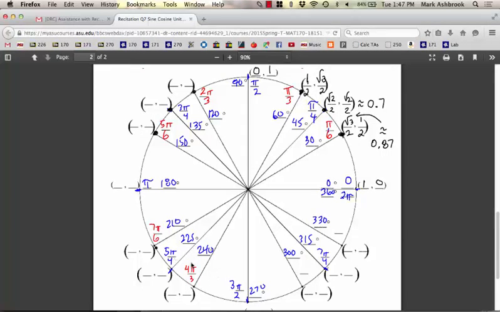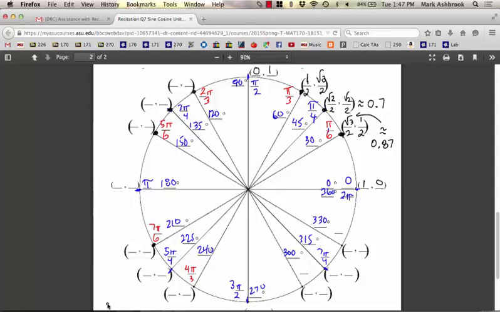Okay, what's the reference angle for 7 pi over 6? The quadrant 1 reference angle for 7 pi over 6. So what's the cosine of 7 pi over 6? Negative square root of 3 over 2.